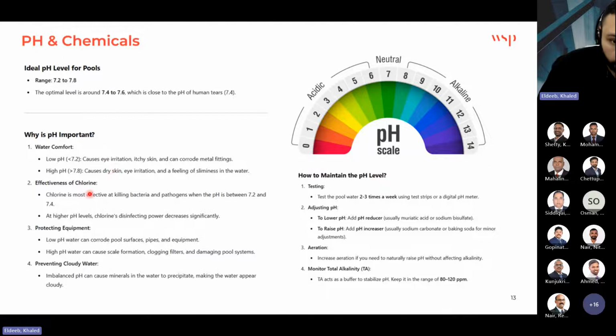The chlorine, if we have high pH, higher than normal, the chlorine itself will not be effective, and then we will need to add more chlorine to the pool water, and then it will impact the color of the pool, as we are going to see. So we always need to maintain the pH within 7.2 to 7.4 in order to make the chlorine effective, and we use less chlorine.